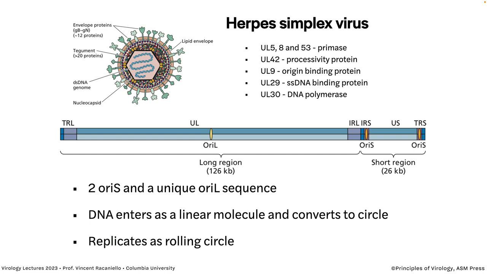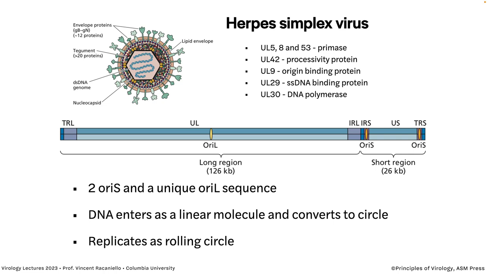And you may say, why do you have three? Well, probably they work in different kinds of tissues, different cell types in the host, because there are different phases of herpes replication, as we'll see later. So three origins of replication. And there are a number of viral proteins encoded by the genome that participate in DNA synthesis. We have primases, remember, that make the primers and make short DNA. We have a processivity protein, which helps the DNA polymerase move along, an origin binding protein, a single-stranded DNA binding protein like that of adenovirus, and a DNA polymerase.